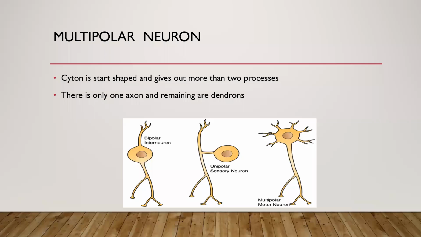And the third one is multipolar neuron. In multipolar neuron, just now we had seen many diagrams of the structure of a neuron. So in multipolar neuron, what happens? The cyton is star-shaped. You can see the cyton is star-shaped and many processes are given. You can see many dendrons are given, and it has only one axon. So when many processes are given, you can see this is 1, this is 2, 3, 4, but they have only one axon, such a type of neuron is called multipolar neuron.